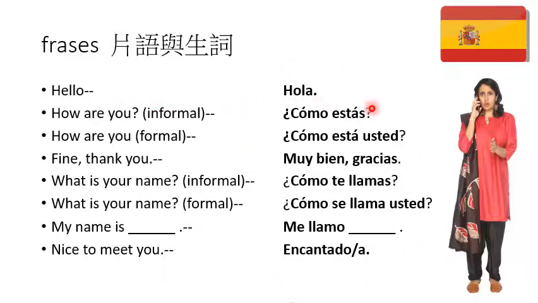复习一下哈, hola. ¿Cómo estás? Right, that's informal, right? So maybe your classmate or your friend. ¿Cómo estás? But for a formal situation, or maybe if you're speaking up to somebody, like maybe to a teacher or the principal, you can say, ¿Cómo está usted? ¿Cómo está usted? Right, 您好吗?